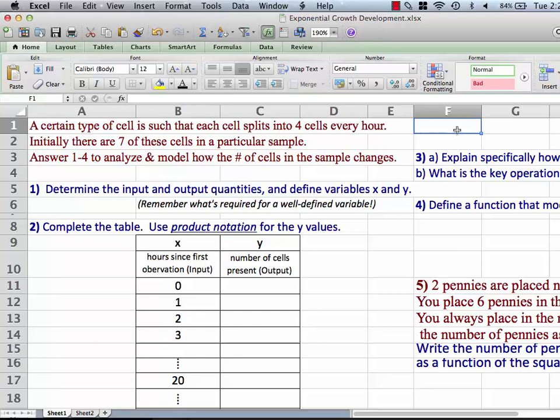How many cells? X is 0. It's a 0 cell. So let's go figure out initially our cell. 7 is 0. And how many would there be after 1 hour? 1 hour later. Each cell splits into 4.